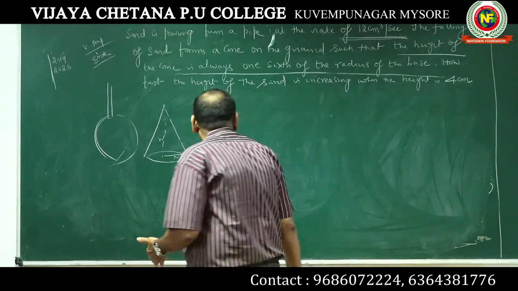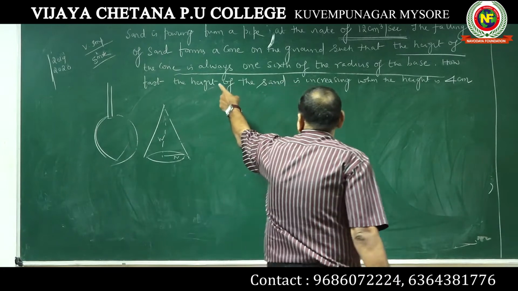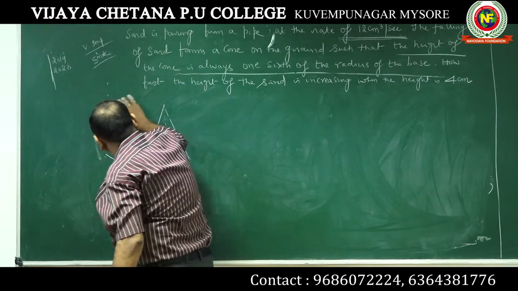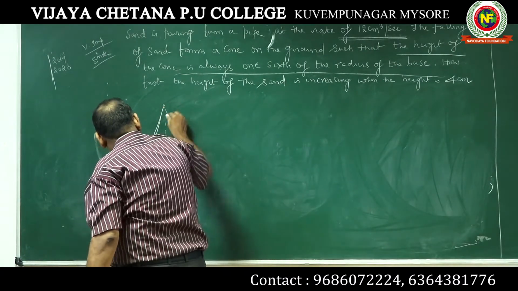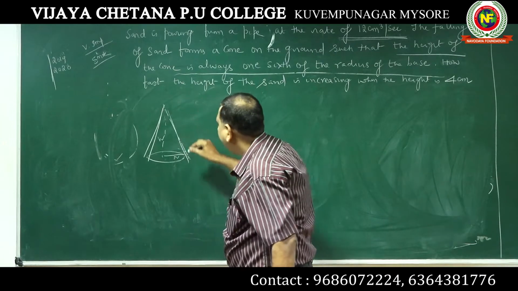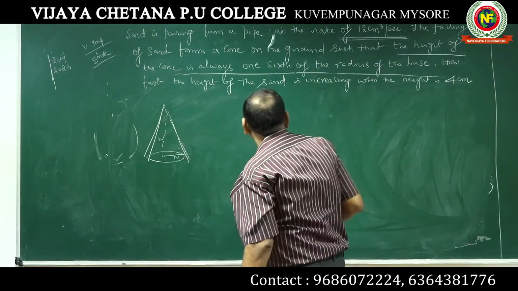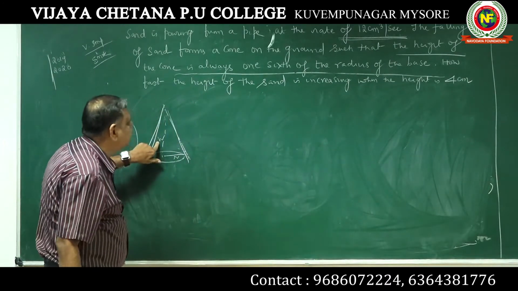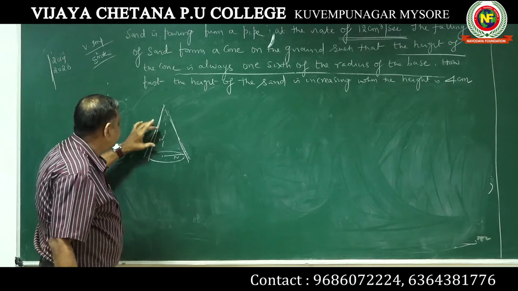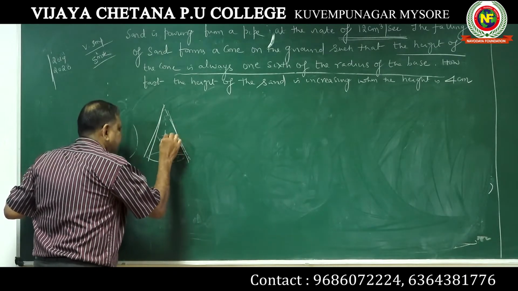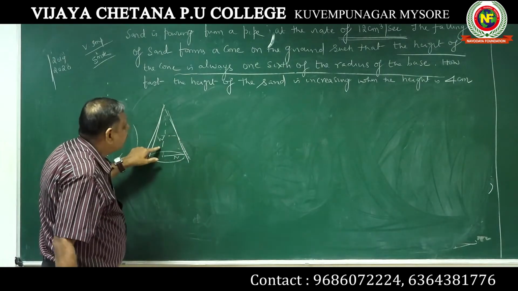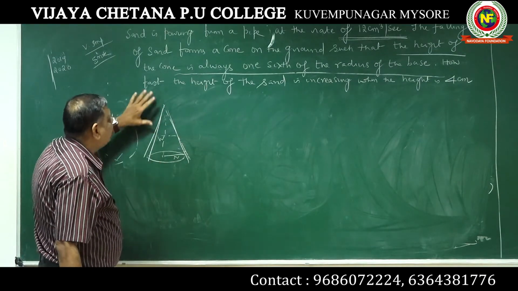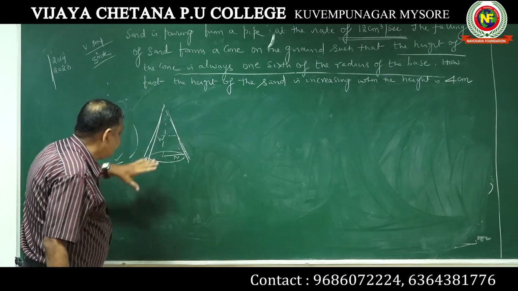The height of the cone is always 1/6 of the radius of the base. You forget this picture. In the exam, you take this picture. It forms a cone like this, and this is your height, and this is your radius. How fast is the height of the sand increasing? That means dH by dt, when height is 4 centimeter. Here, when the sand is 4 centimeter, how fast the height is increasing, that is what they are asking. Please take this figure. It forms a cone. You need not show it in the exam, it is for your understanding.